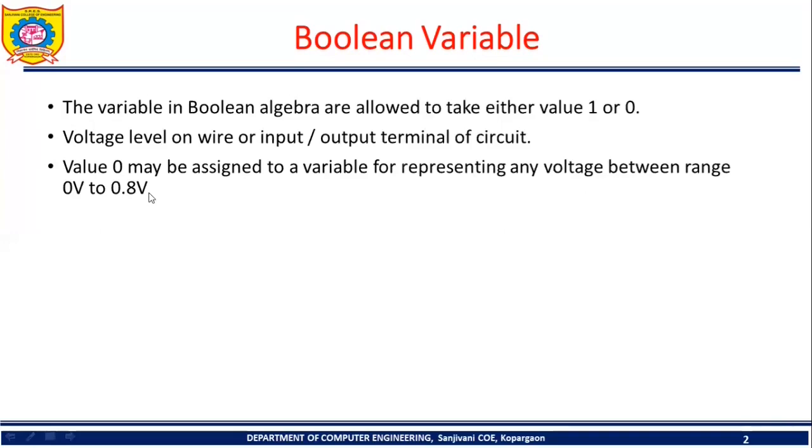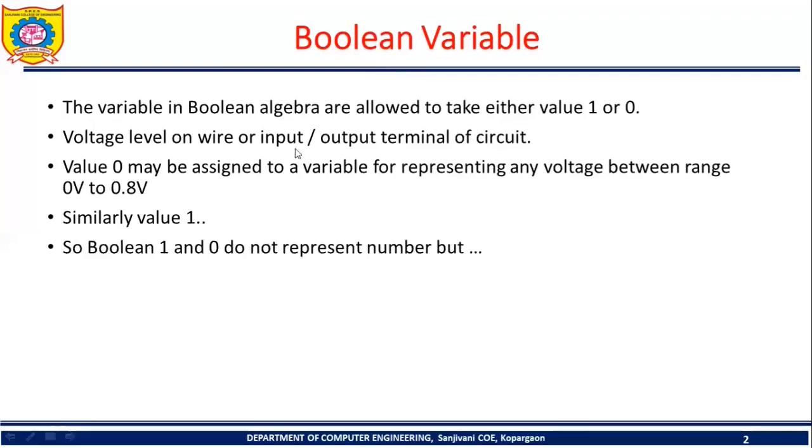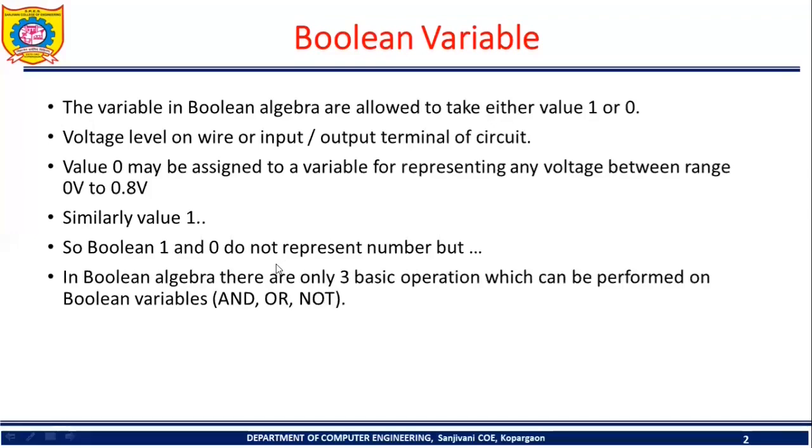If you want to store logic 0 state of digital circuit in a Boolean variable, then which value should you store? 0. Similarly, if you want to store logic 1 of digital circuit in a Boolean variable, then in the Boolean variable you should store 1. So the 1 value in a Boolean variable does not represent the number 1, but what does it represent? It represents some voltage which is in the range plus 2 volt to plus 5 volt. That is the meaning of this next point. Boolean 1 and 0 do not represent numbers, but what do they represent? They represent certain voltage levels.